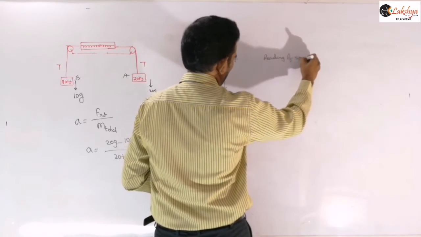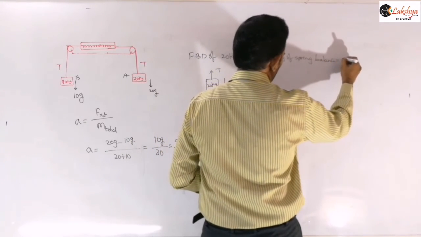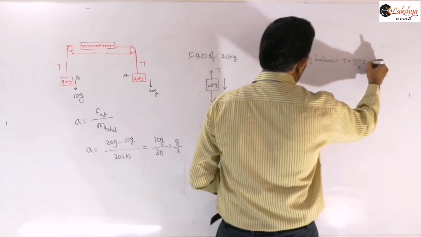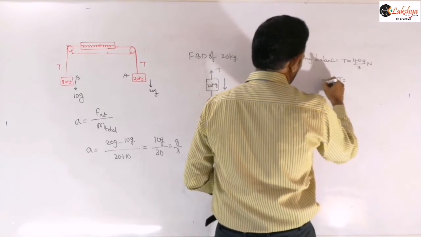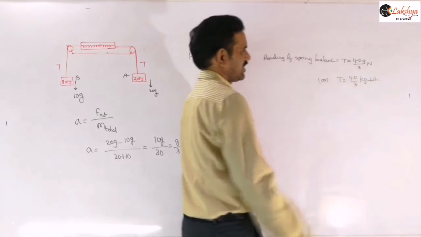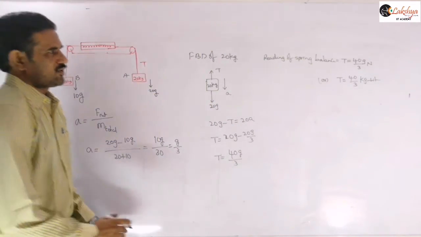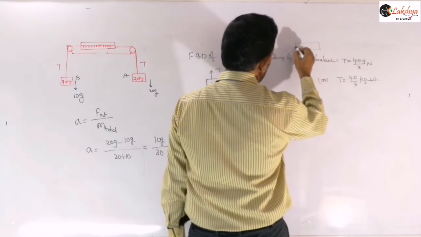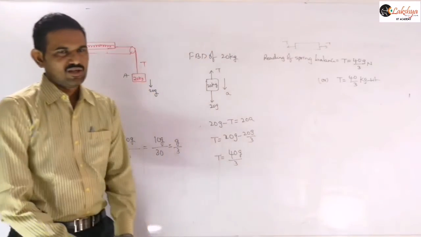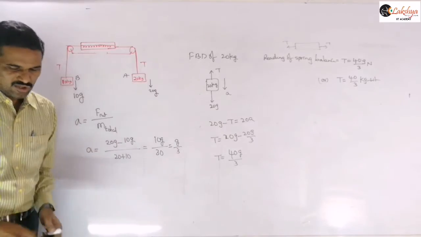And so therefore the reading of the spring balance is nothing but T, which is 40g by 3 newtons you can write, or you can express it as 40 by 3 kg weight, because our 1 kg weight is nothing but g newtons. That is nothing but our tension here. For the spring balance, as we discussed in our different cases while discussing the reading of the spring balance, the tension T will be the same on both sides here. So T is nothing but our reading of the spring balance, right? In such a case you need to answer like this.